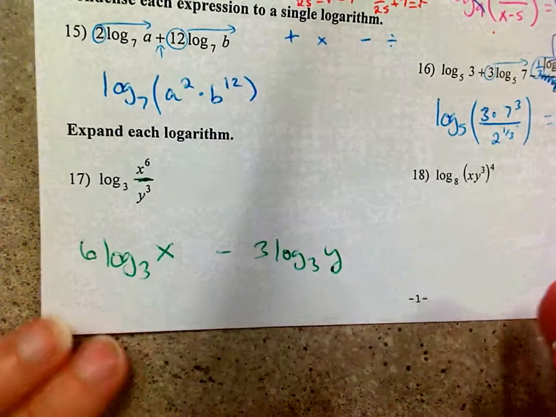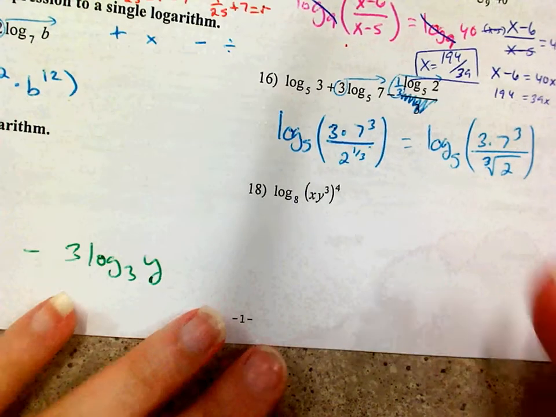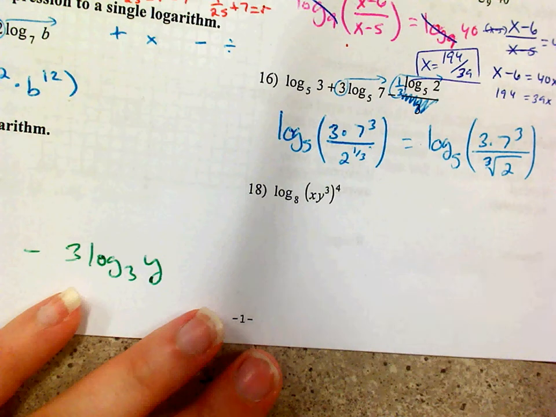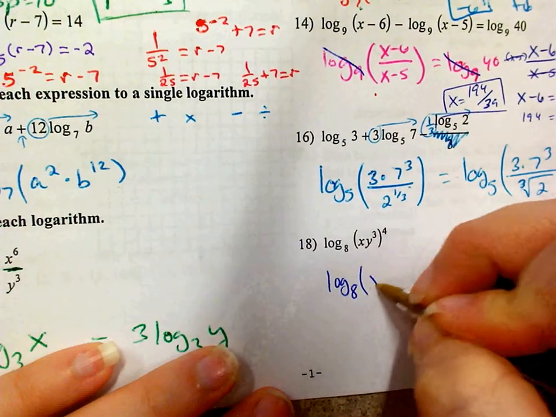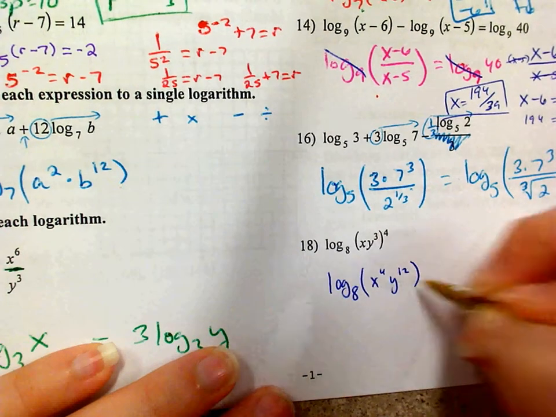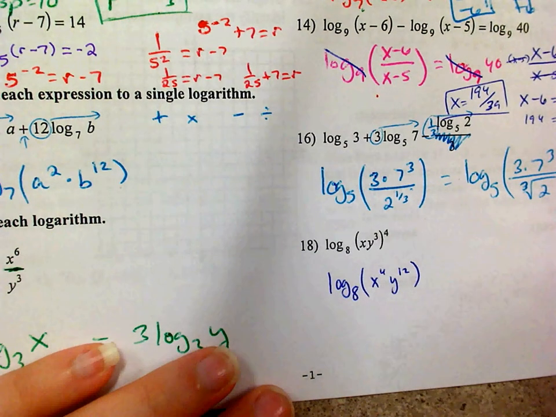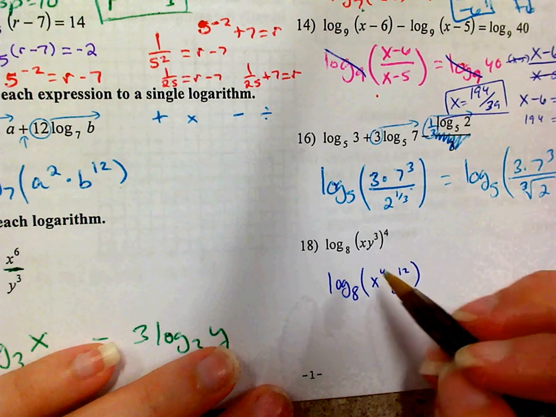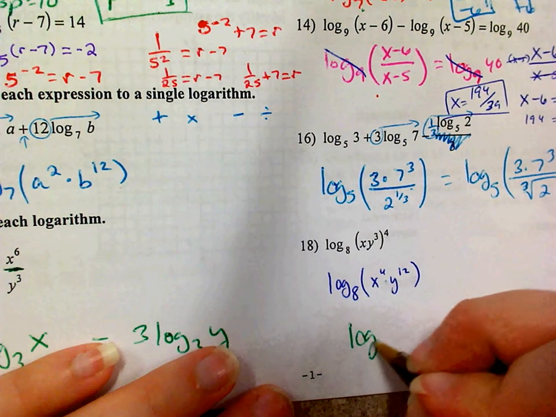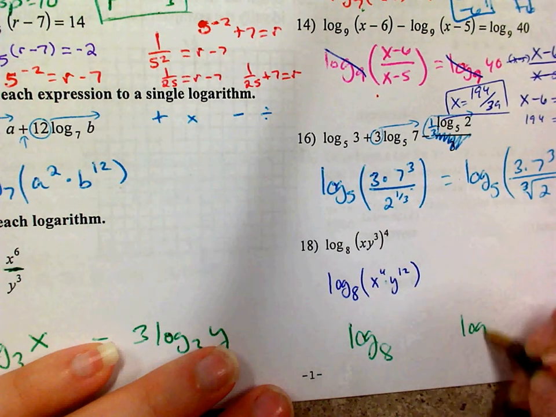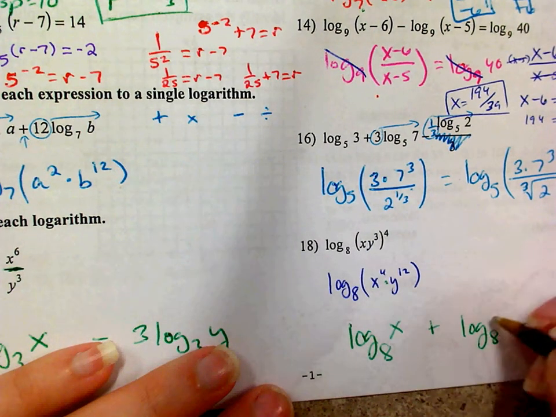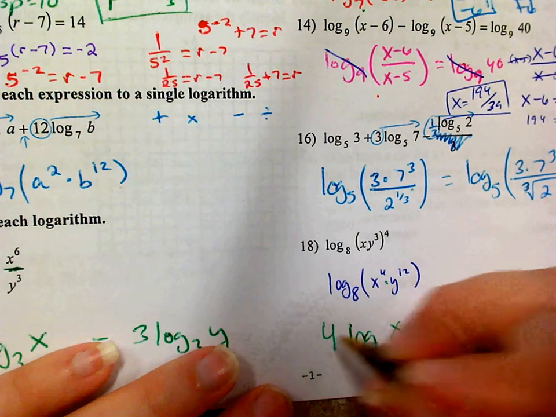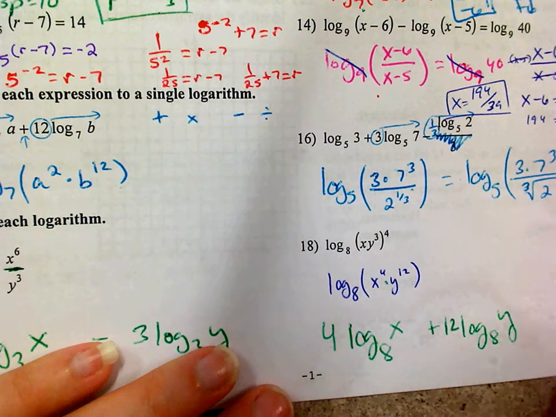Okay, the first thing I want to do is distribute the power of 4. Log base 8 of x to the 4th, y to the 12th, and then separate. So I'm going to have two logarithms separated by addition because they're combined using multiplication. I've got an x, I've got a y, I've got a power of 4, so a coefficient of 4, a power of 12, so a coefficient of 12. Okay.